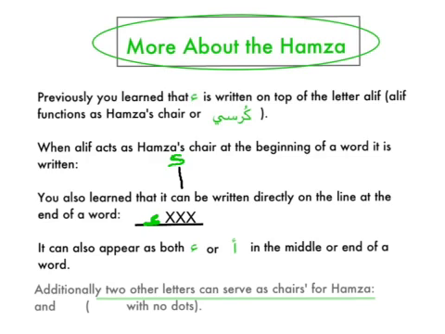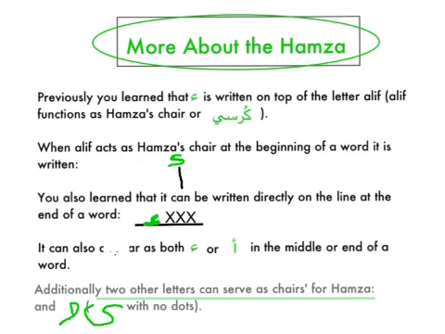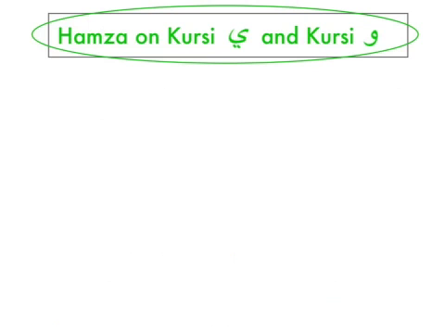Additionally, two other letters can serve as chairs for Hamza, waw and ya. Notice that ya doesn't have dots when it serves as a chair for Hamza. Hamza on kursi ya and kursi waw.